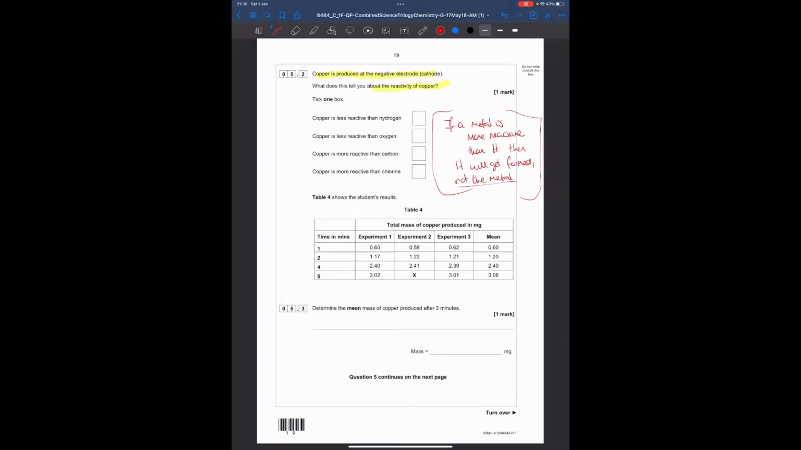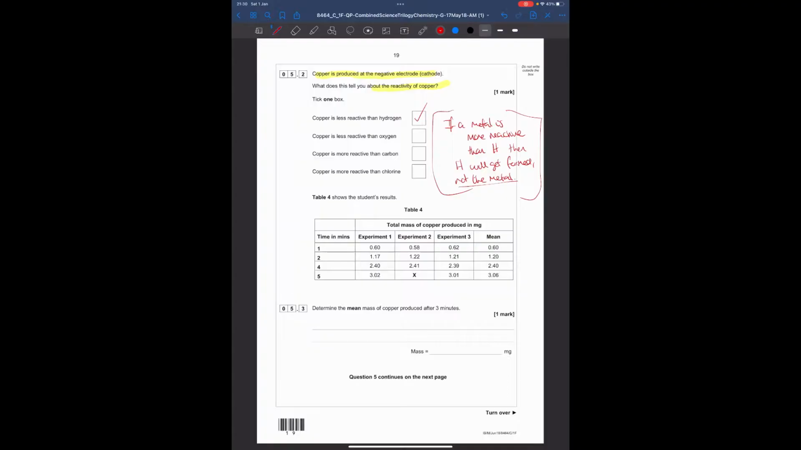Comes up more actually on the higher tier paper than the foundation, but this is just a key rule you just need to know. So what does it tell you about copper? Well, it tells you it's the first one here. Copper is less reactive than hydrogen, and that's why it forms at the electrode. If you were doing it as a solution of lead chloride, now lead would be more reactive than hydrogen, and therefore lead would not form at the cathode, it would be hydrogen instead.